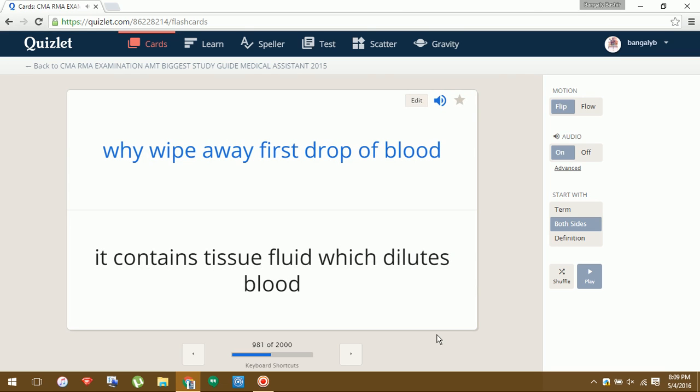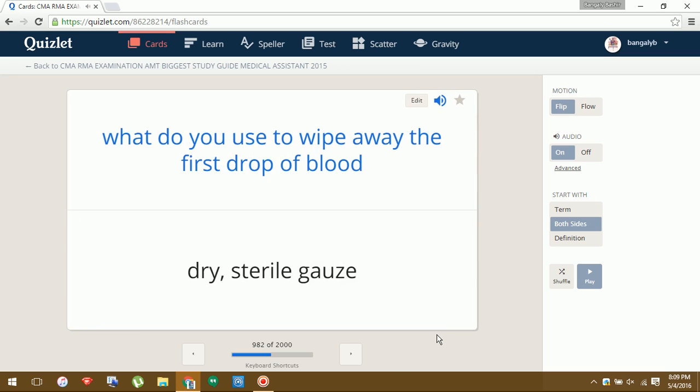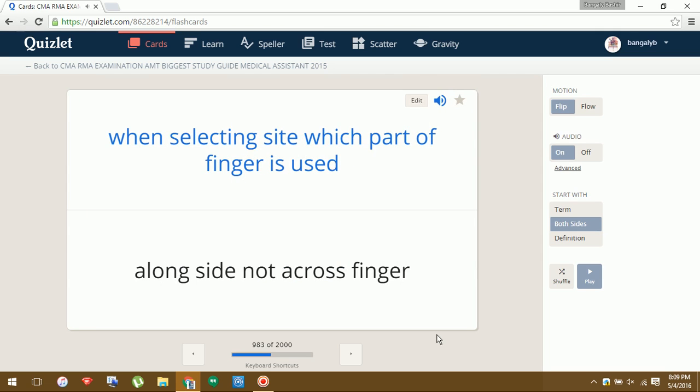Why wipe away first drop of blood? It contains tissue fluid which dilutes blood. What do you use to wipe away the first drop of blood? Dry, sterile gauze. When selecting site, which part of finger is used? Alongside, not across finger.